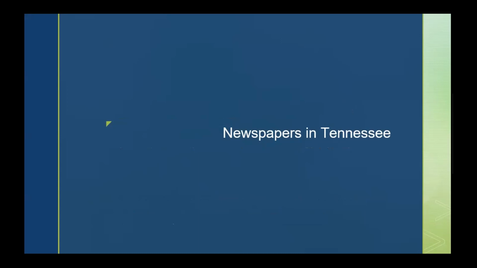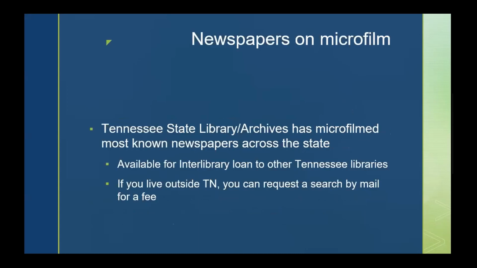Newspapers in Tennessee. To get newspapers on microfilm, the place to go is the Tennessee State Library and Archives, and that's in Nashville. They have microfilmed most of the known newspapers across the state. They allow interlibrary loan of those microfilms to other Tennessee libraries. So if you're in Tennessee, you're in luck. You could go to your local library and request those microfilm. If you're outside of Tennessee, you're going to have to request a search by the Tennessee State Archives for a particular newspaper for you. And they will do that for a fee, but they're not going to loan the microfilm out to you.